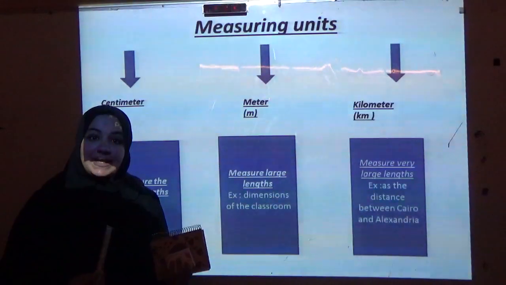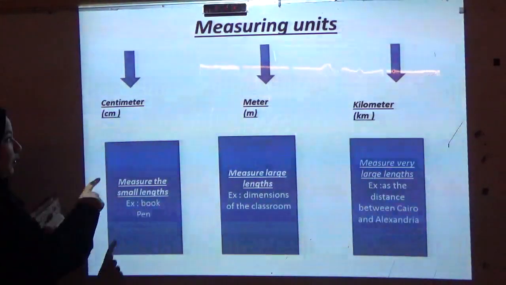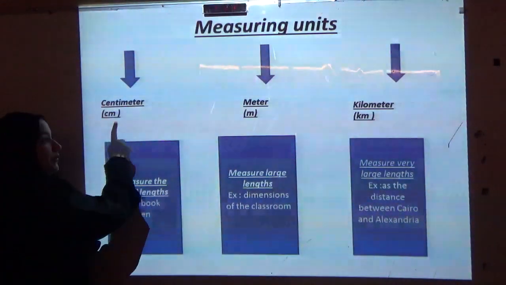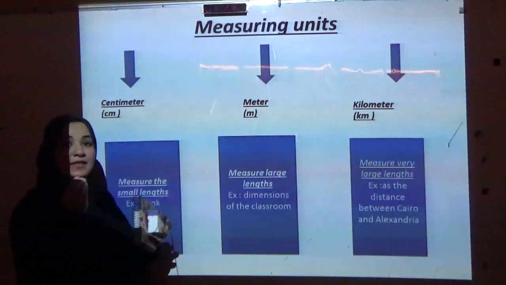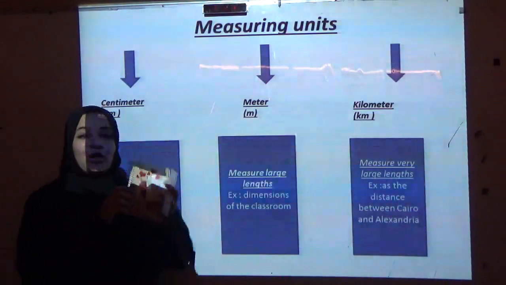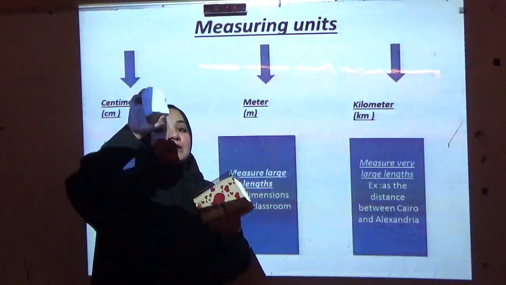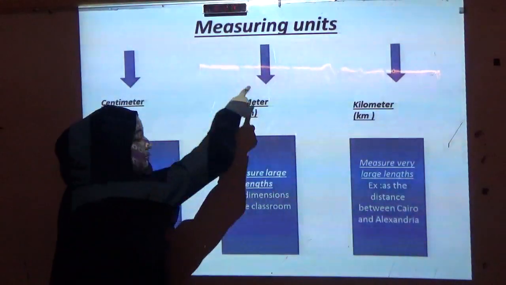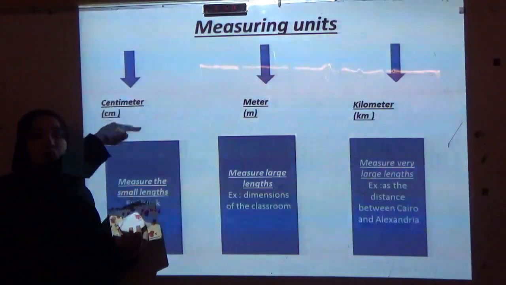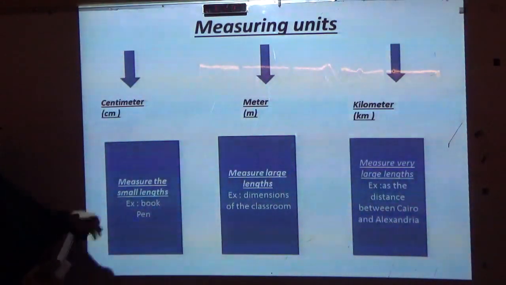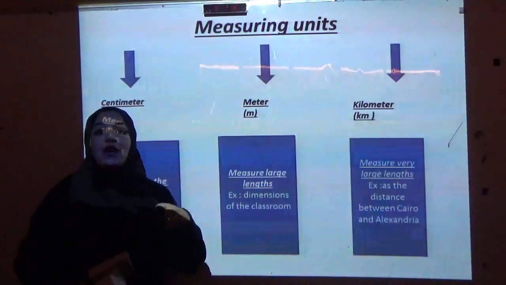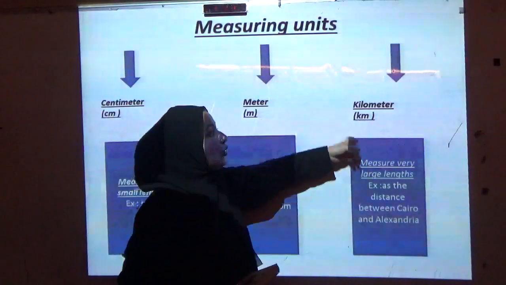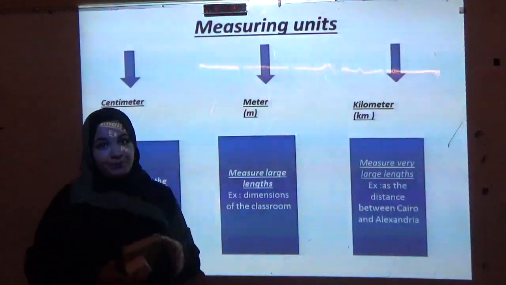Now, we said that we measure the length, and it came out, for example, 10. 10 what? So I need a measuring unit. We said I have three main measuring units: the centimeter, the meter, and the kilometer. The centimeter is for small length, for example, this book or this small box. But if I measure a large length like this board or this whole room, the measuring unit is meter. But if I'm traveling from Cairo to Alexandria, a larger length, it is kilometer. Okay?